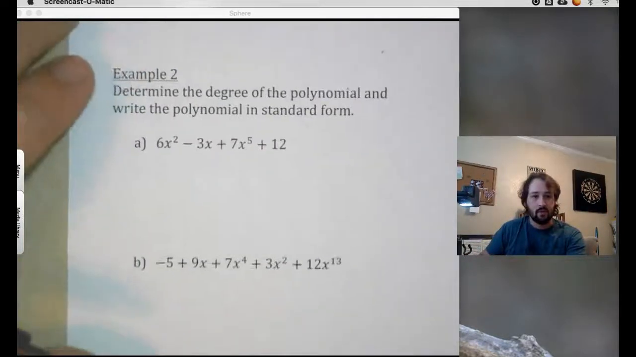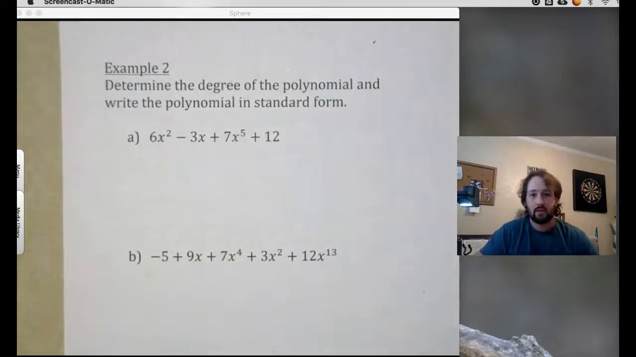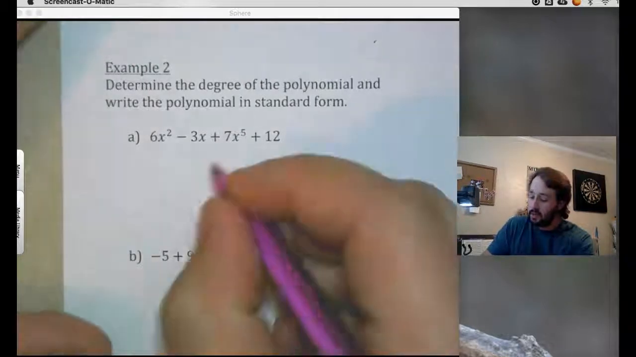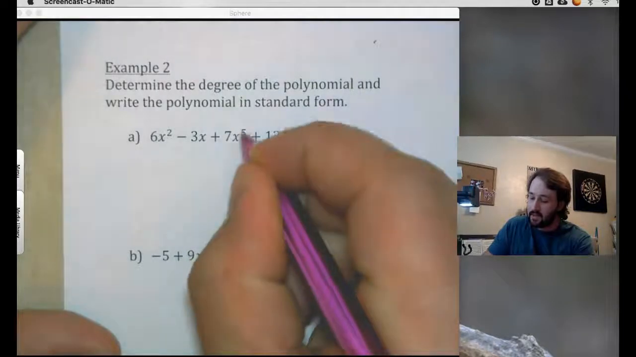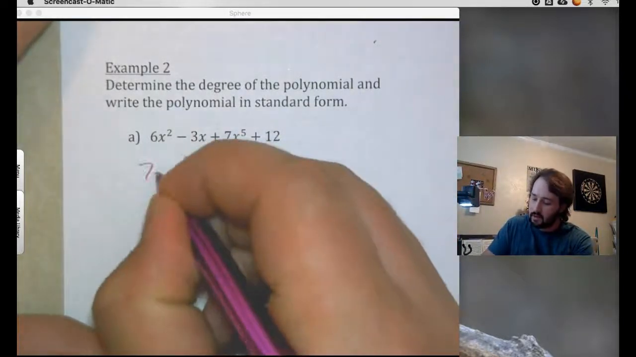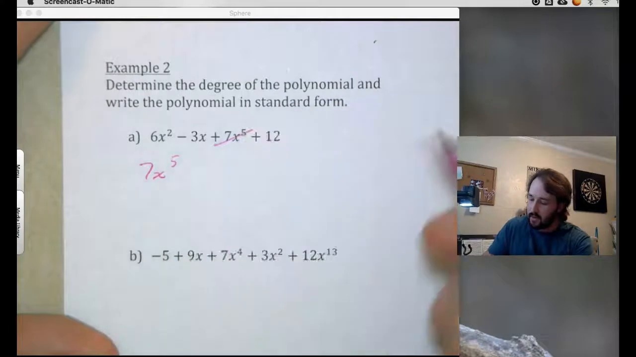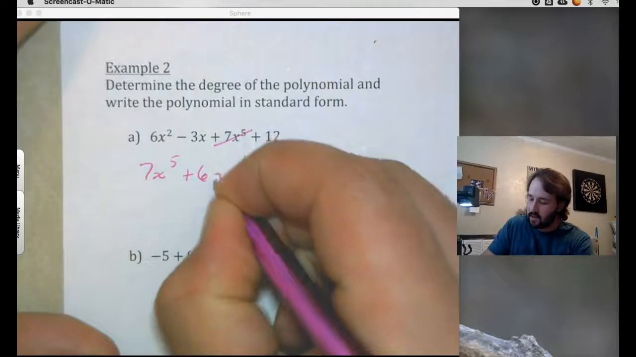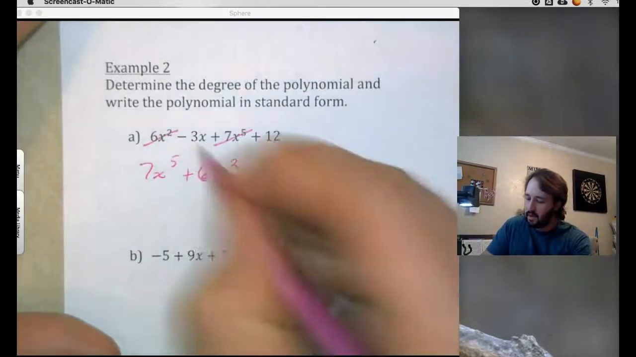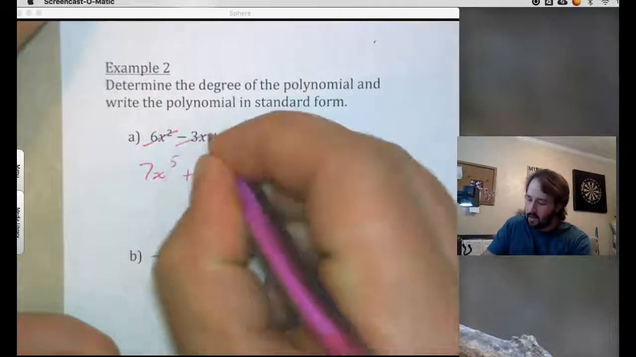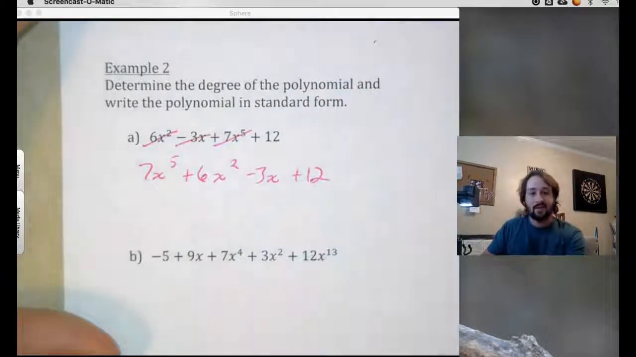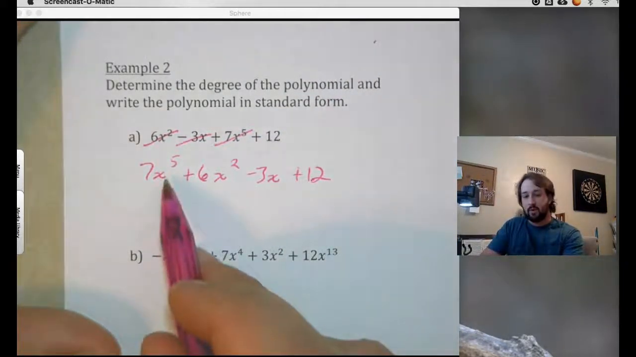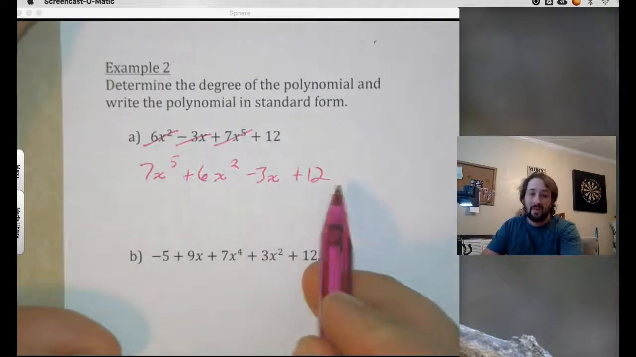Anyways, example 2: determine the degree of the polynomial and write the polynomial in standard form. So again, do highest exponent to lowest exponent, and that will also tell us the degree of the polynomial. The highest exponent here is x to the 5th, so I'll keep all of that together: 7x to the 5th. Then the next highest is 6x squared, and it's positive, so plus 6x squared. Then the minus 3x, and then plus 12. There it is in standard form, highest exponent to lowest exponent, which would be none.